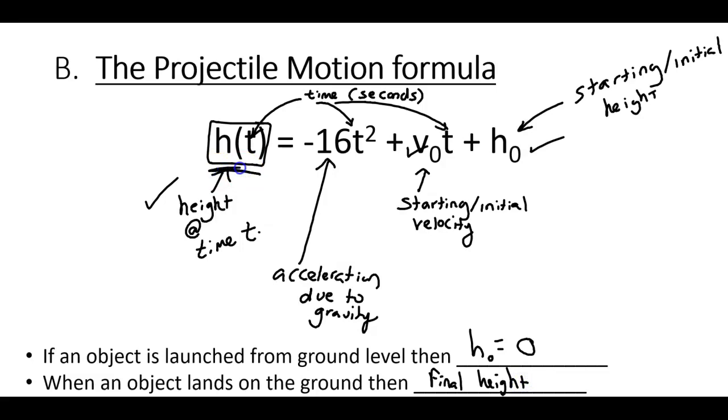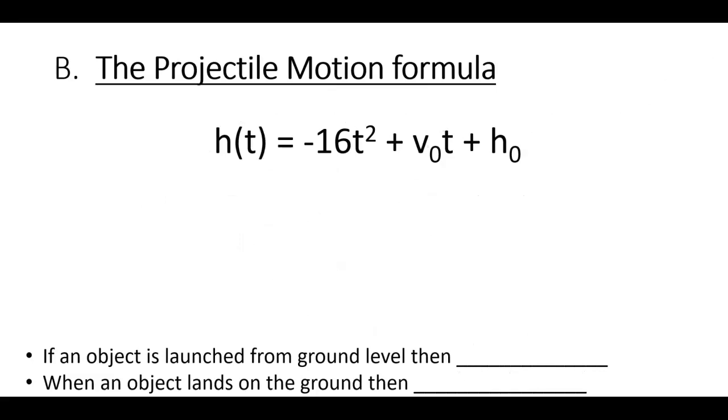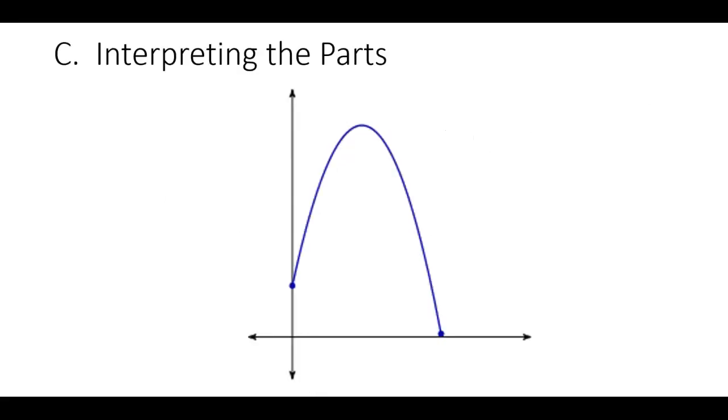I want to talk about when it lands on the ground. Well, that's when this piece over here is going to be equal to 0. So if it starts from the ground, h naught is 0. But when it lands on the ground, h of t equals 0. That's the final height. That's the starting height. So we will see some problems today where we set the final height equal to 0 and we solve for time to figure out how long it takes to land on the ground. Okay, so that's that. This is a pretty calculator-heavy day, so we'll be using some calculators for a lot of this stuff today.